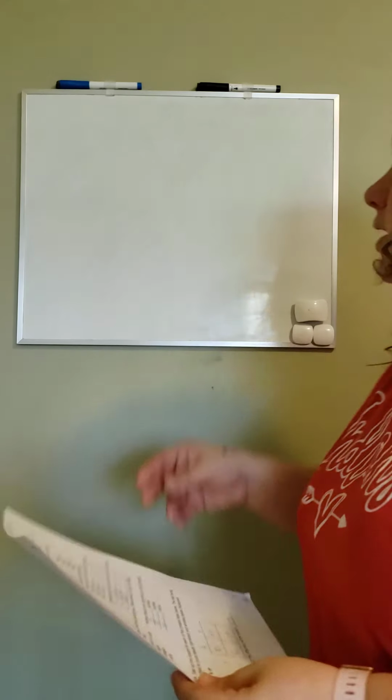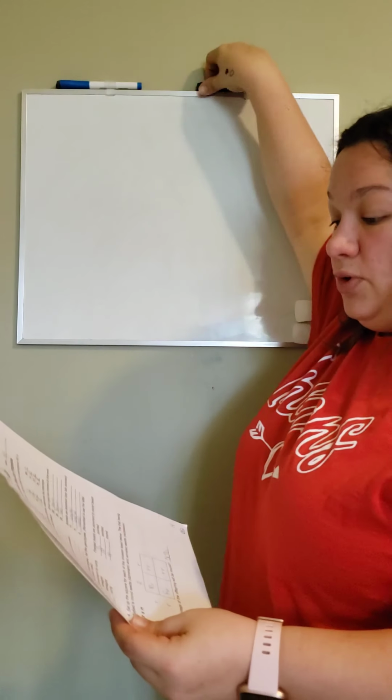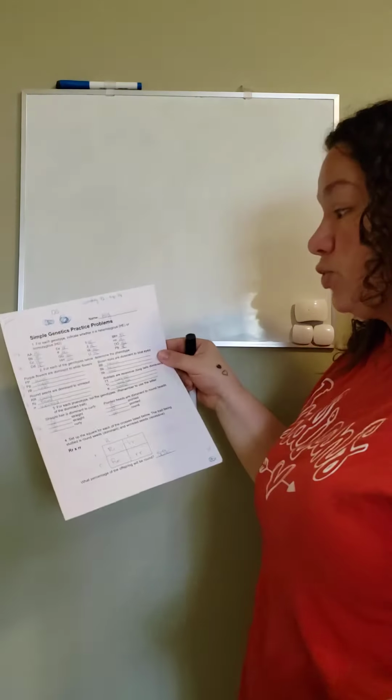All right, so what I'm gonna do this time, you guys only have one Punnett Square assignment this week. So I wanted to go through and do a couple examples from each section. That way you guys have a little bit to get started off of. So I'm looking at the Simple Genetics Practice Problems worksheet.